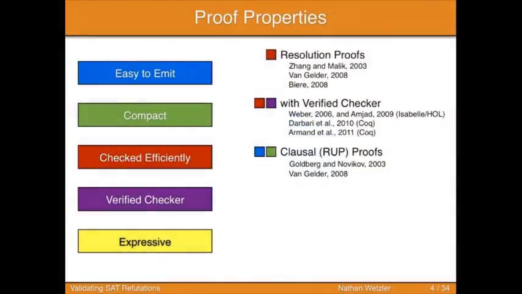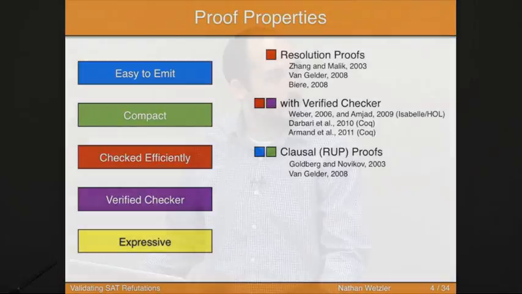A different type of proof that was proposed a while ago and hasn't seen a lot of attention until recently were clausal proofs, or reverse unit propagation proofs. These proofs are extremely easy to emit. You can produce these proofs with just 8 to 12 lines of code modification to some of the top-end solvers. They're also extremely compact in the sense that they don't store all the information that the resolution proofs store.